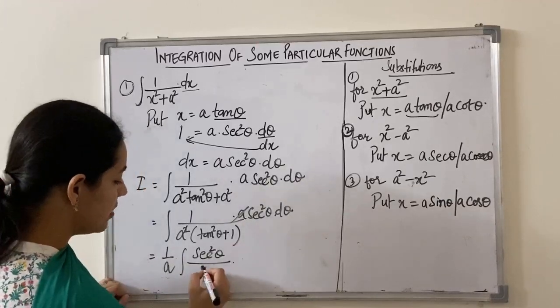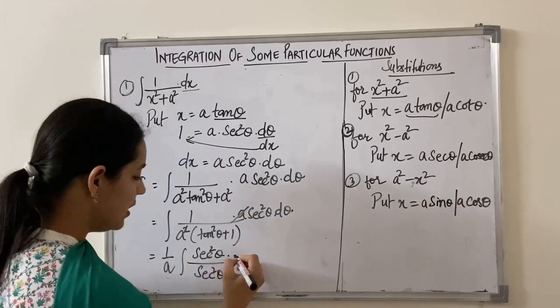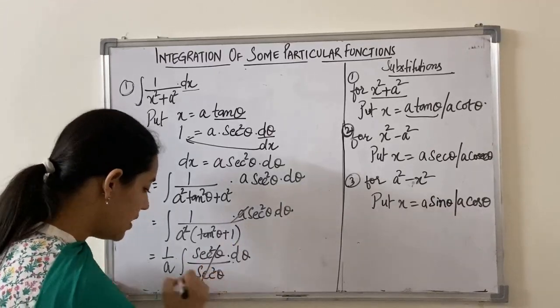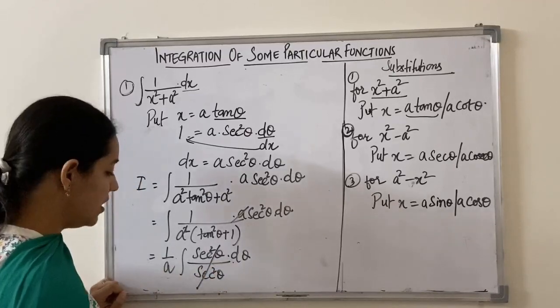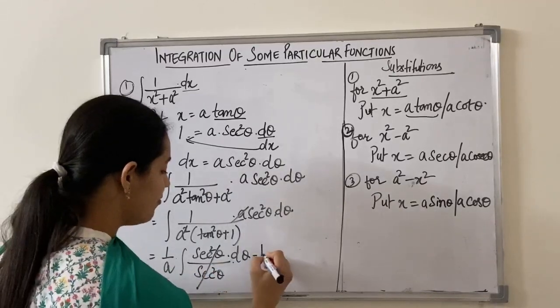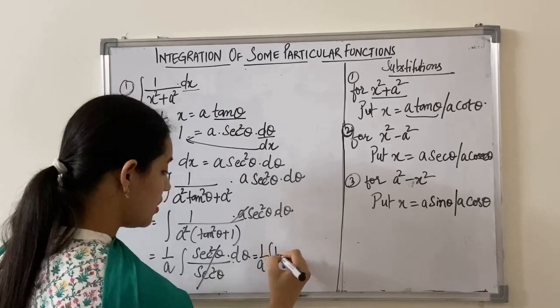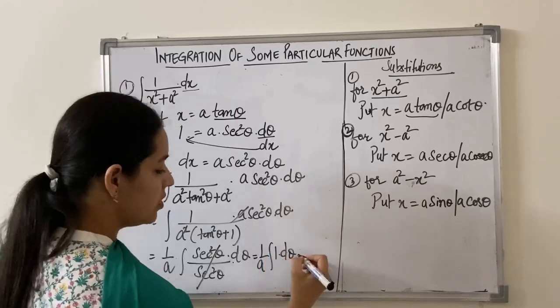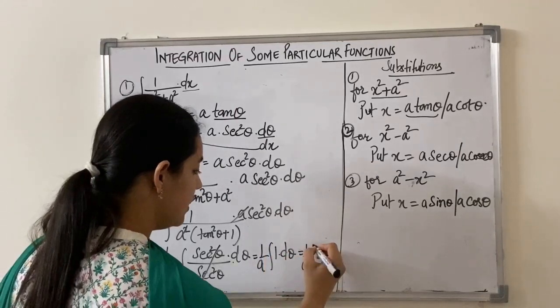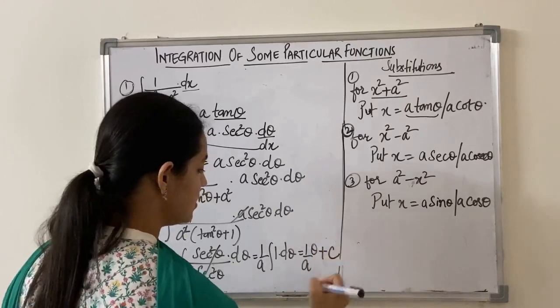From the identity we can write it to be secant square theta. This secant square theta in the numerator and the denominator cancels out, and you are left with 1 upon a, 1 d theta, which is further equal to 1 upon a theta plus the constant c.